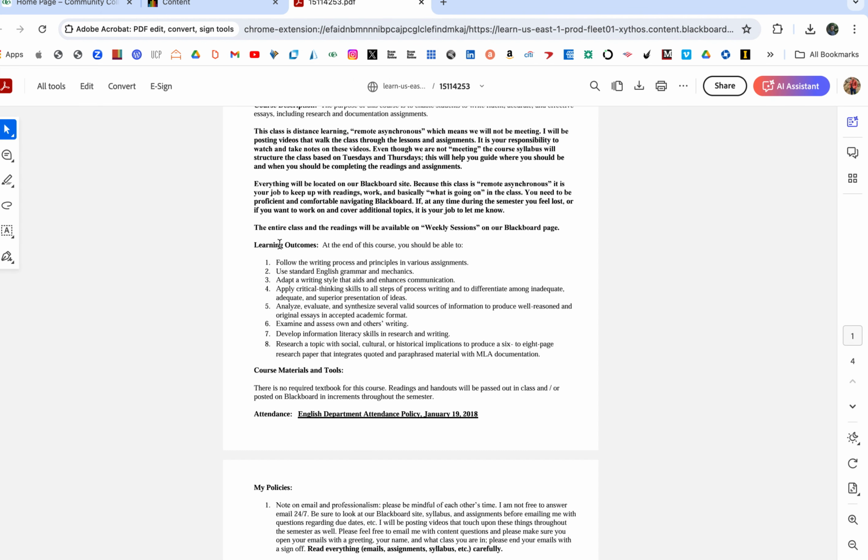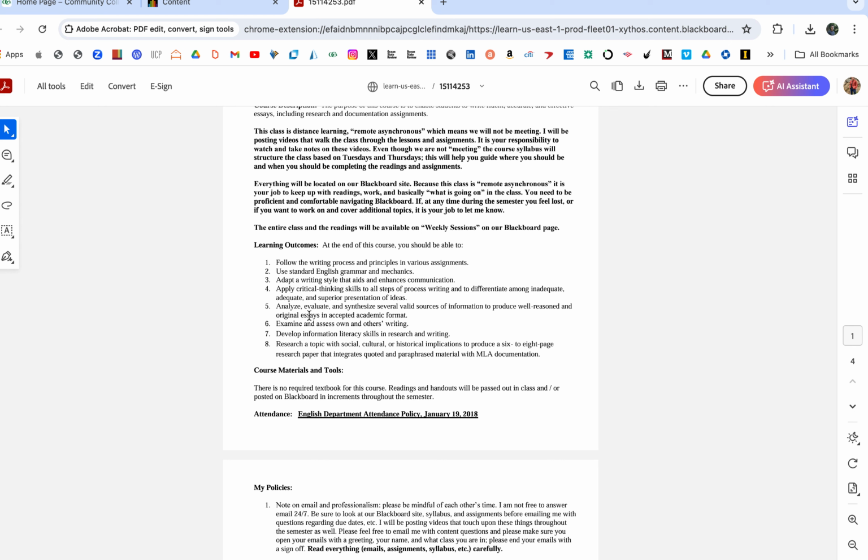Learning outcomes. At the end of this course, and this is what all of our assignments and what we're working on is geared toward: follow the writing process and principles of various assignments. Use standard English grammar and mechanics. Adapt a writing style that aids and enhances communication. Apply critical thinking skills to all steps of the writing process. Why are you choosing to write what you write, the steps, all that. Analyze, evaluate, and synthesize several valid sources of information to produce well-reasoned and original essays in accepted academic format.